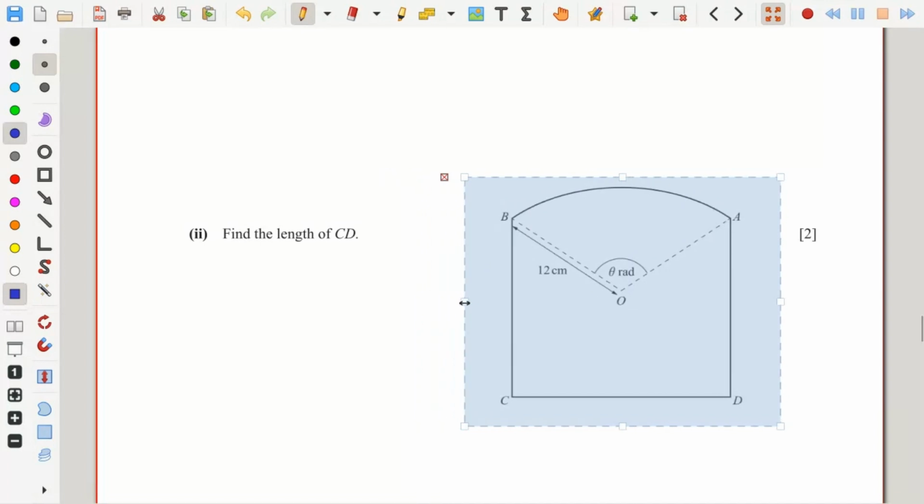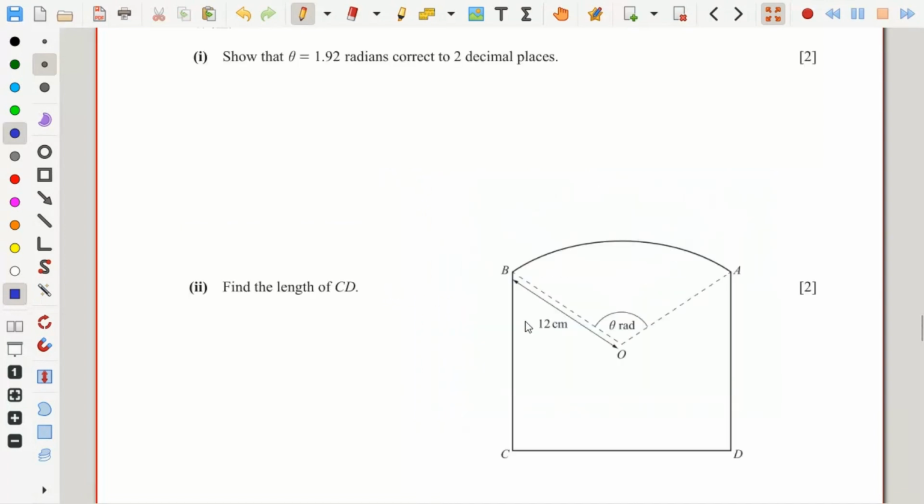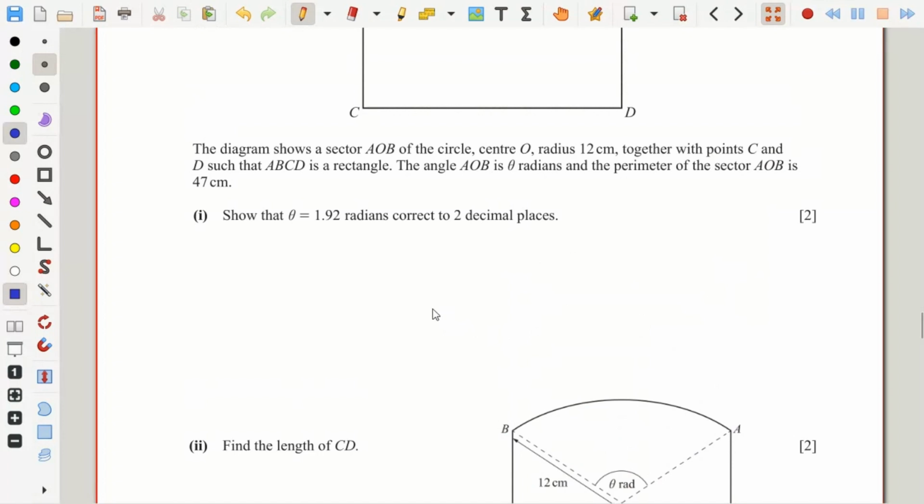So you see that circular measure is not hard. You just have to practice more questions. The more questions you practice, the more you understand. The more you'll be able to see the tricks.